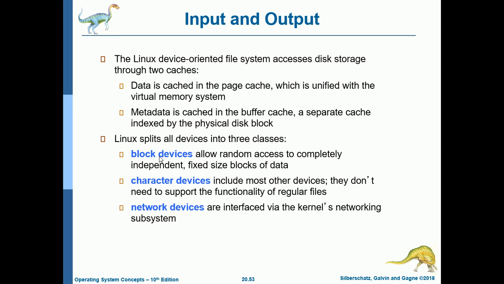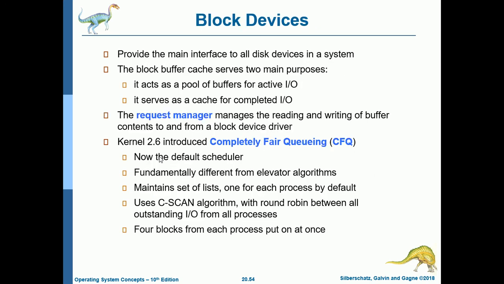Then character devices include most other devices. They don't need to support the functionality of regular files. An example of a character device is a keyboard. The network devices are interfaced via the kernel's networking subsystem. Network devices, of course, are devices that have something to do with communications and networks, for example, a modem or your router.